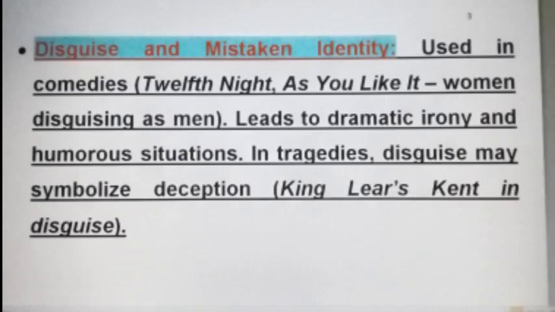Then the next literary device is disguise and mistaken identity. Used in comedies, for example, Twelfth Night, As You Like It, women disguising as men, leads to dramatic irony and humorous situations. In tragedies, disguise may symbolize deception. For example, King Lear's Kent in disguise.